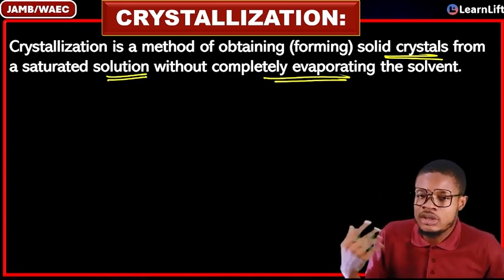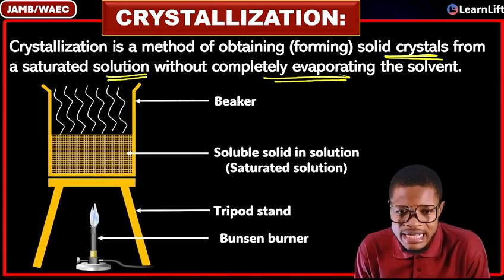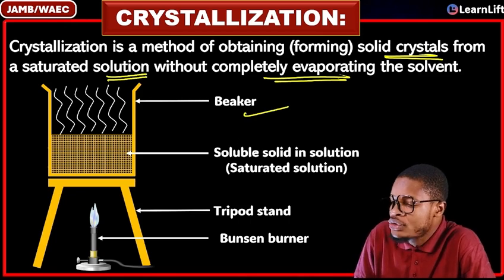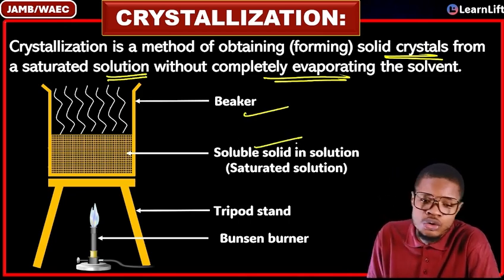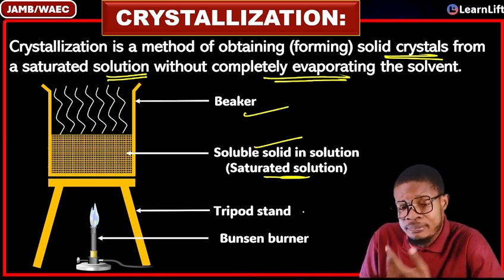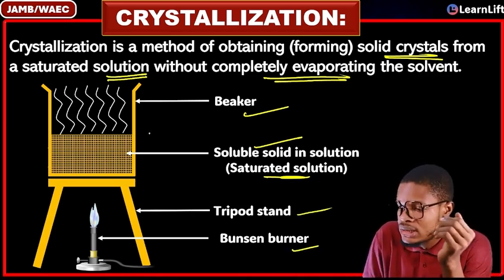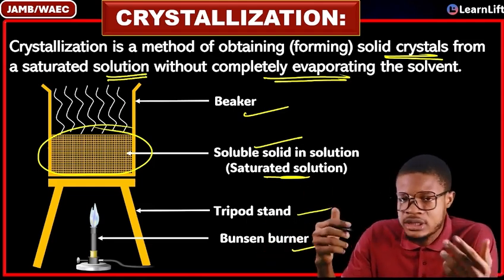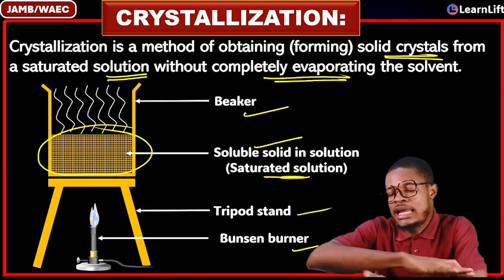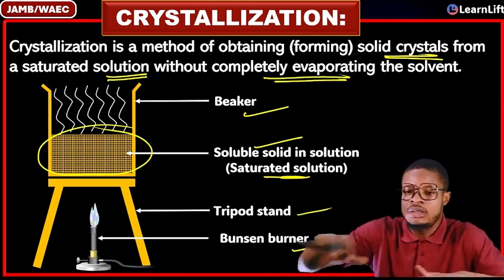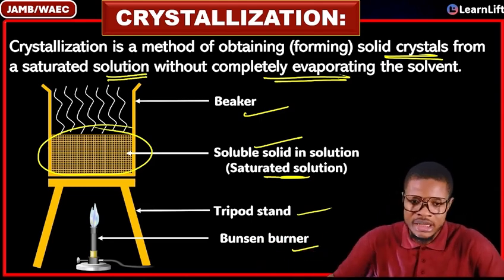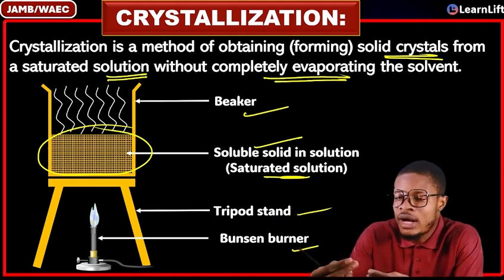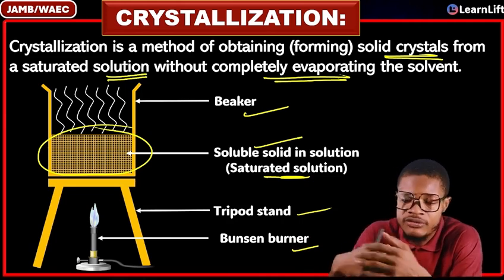So what happens is this. Look at crystallization; this is how your setup looks. Are you getting it now? You have your beaker with your soluble solid in solution, right? That's the saturated solution. You bring in your tripod stand and your Bunsen burner, and you heat it so that the water will evaporate. As the water evaporates, not everything will evaporate totally, and then you carry your evaporating pan and spread that saturated solution around it, so that the water can eventually escape. You're going to have pure crystals at the end of the day from it. Are you getting it now?